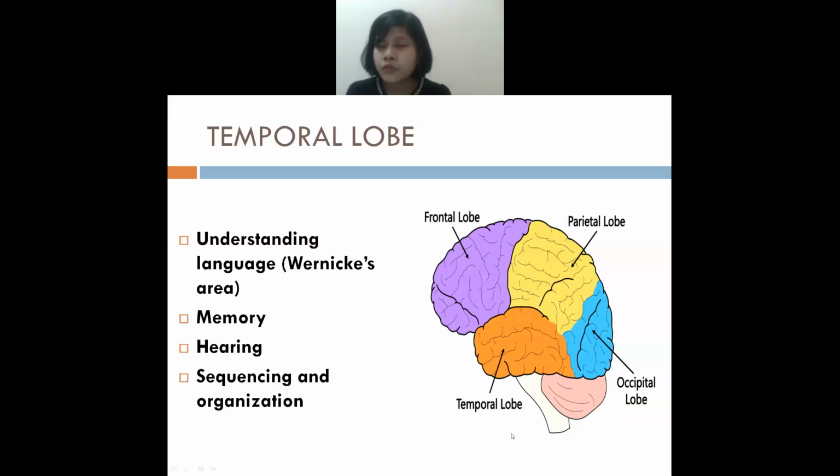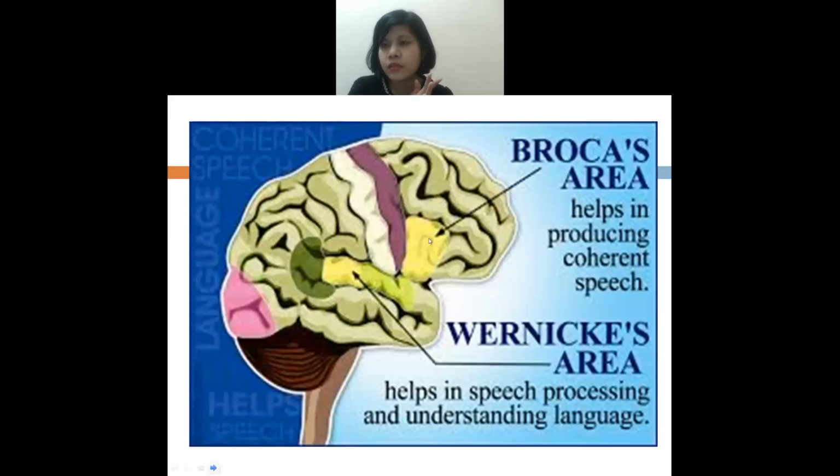Even if you make a line, a queue in the assembly hall in your school days, how did you used to make it? The shorter ones used to be at the front, and the taller ones at the back. It's not it? So you are arranging sequentially, in an organized manner. So the temporal lobe helps you in performing all these things. Is it clear about temporal lobe? Yes. Is it clear? Yes, ma'am. Okay.